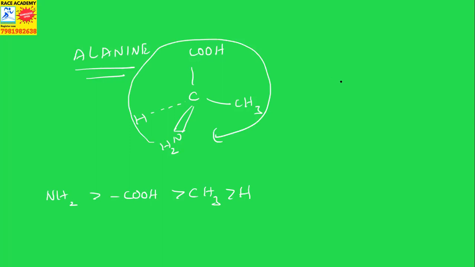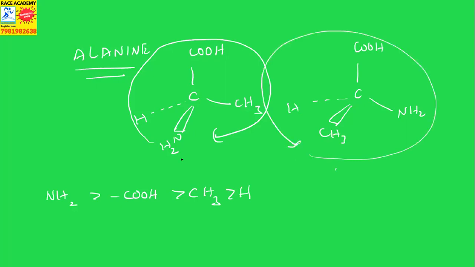So how will we write the S configuration? We will write the S configuration by interchanging NH2 and CH3. So here you will get NH2, here we will get CH3, and here this is hydrogen. So here the direction will come anti-clockwise. So this is the S configuration. The first one is the R configuration.